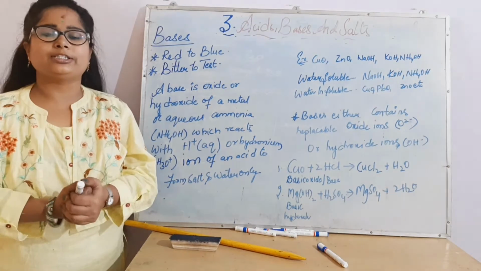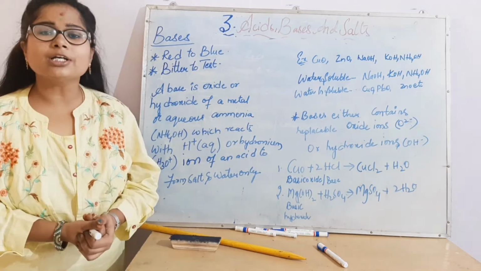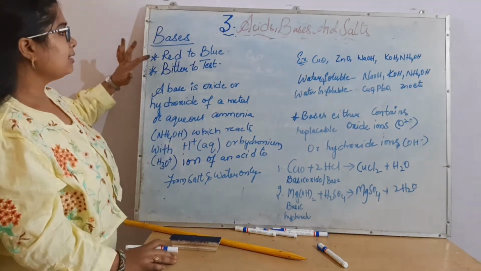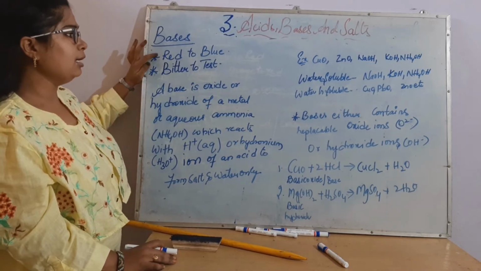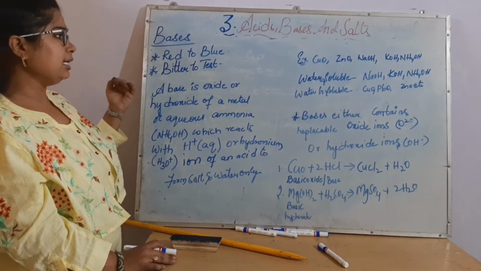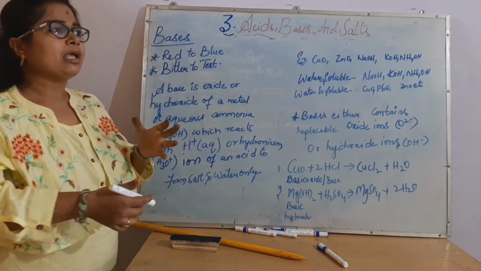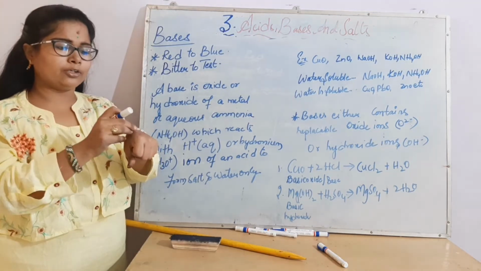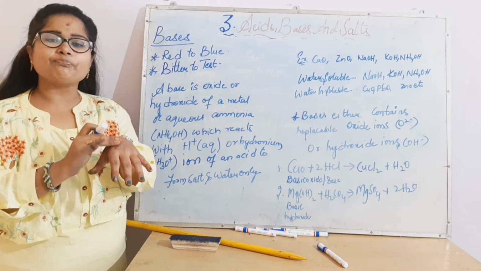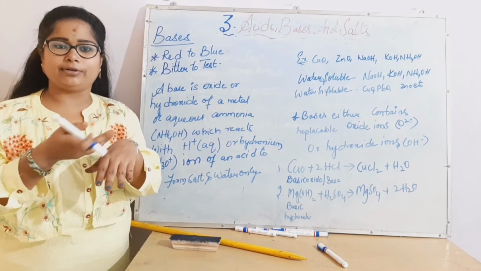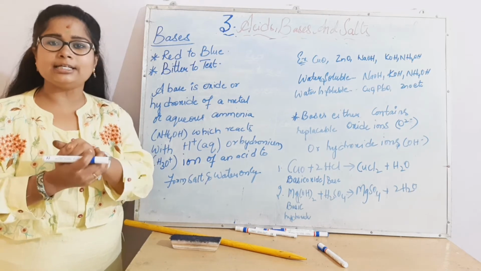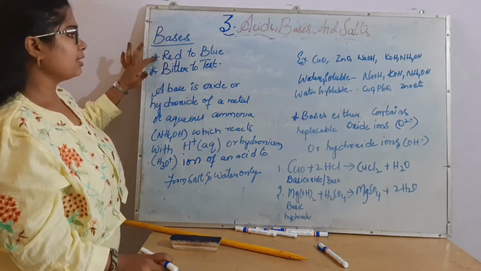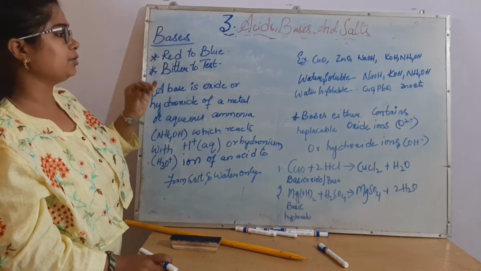Bases are bitter to taste, and they turn red litmus paper to blue. They turn what? Red to blue. In acid, blue to red. Remember, red. If something acidic falls on your skin, what happens? Immediately your skin will tear out and red color will come out, isn't it? So blue to red change is acid, and red to blue is base, and they are very bitter to taste.